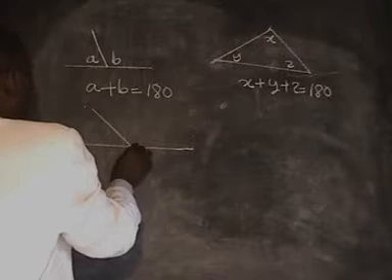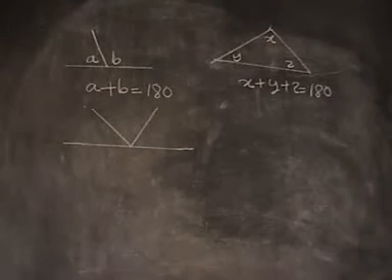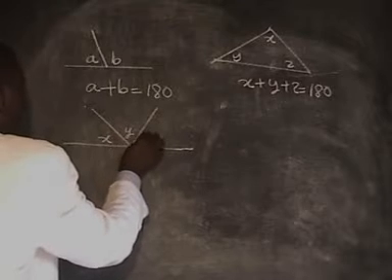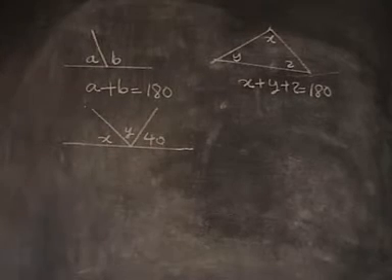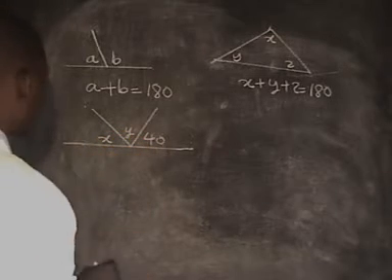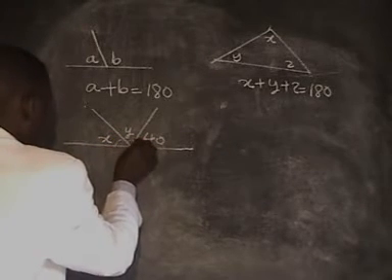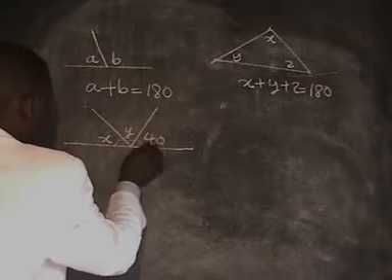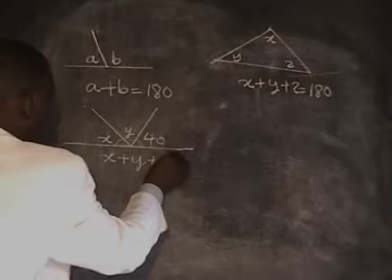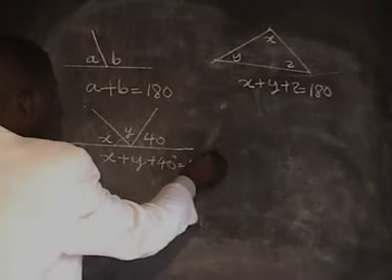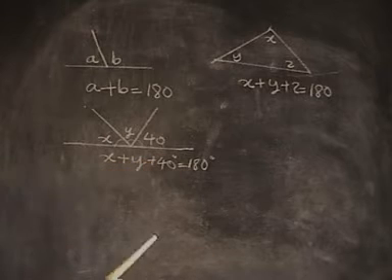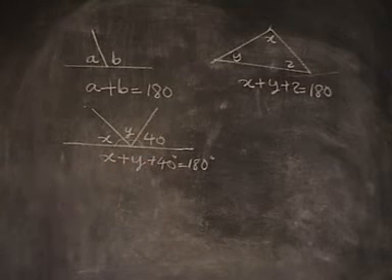At times it can be divided into several portions. Let's say this is X, this is Y, and this is 40. If these 3 angles are added, X plus Y plus 40, you get a straight line, which is 180. So X plus Y plus 40 degrees gives 180 degrees, and this equation can be solved at a later stage.